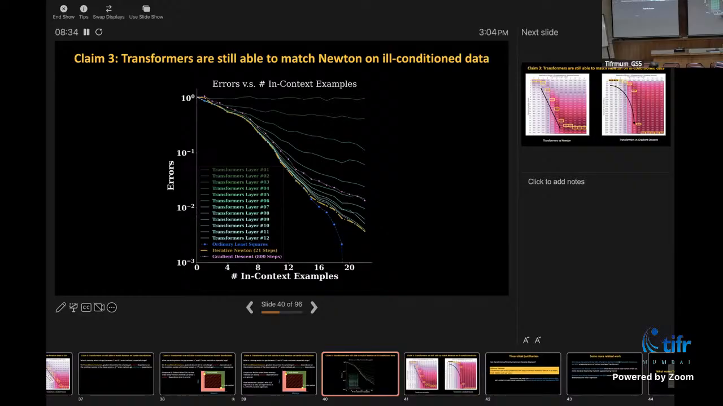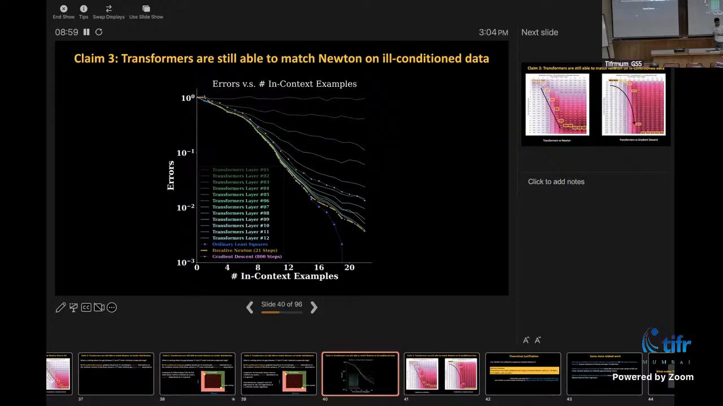Newton's performance is not affected so much if you go to the ill-conditioned setting, as expected, because second order methods can correct for conditioning and they can still get a fast rate. So Newton is not affected and transformers don't seem to be affected as much either. In contrast, gradient descent gets a lot slower. Even with 1,000 steps roughly, it's still getting a much larger error than what we can get with transformers or with iterative Newton.